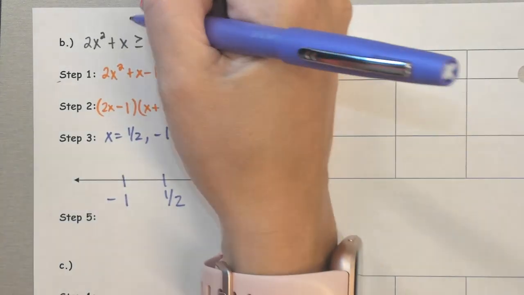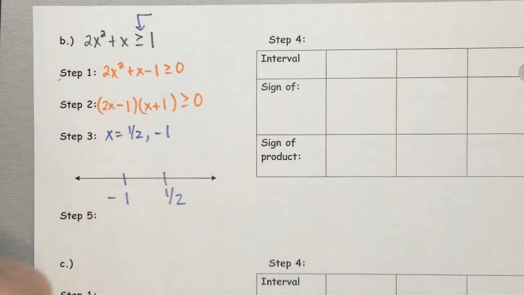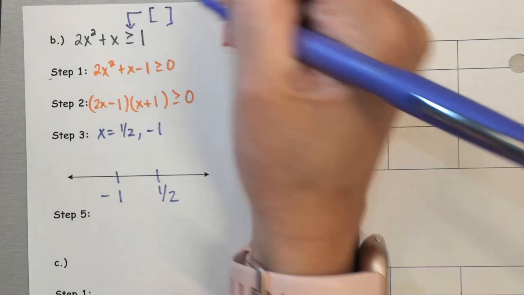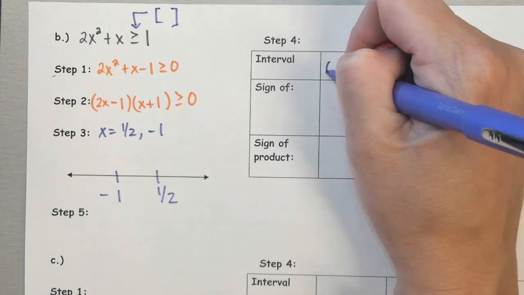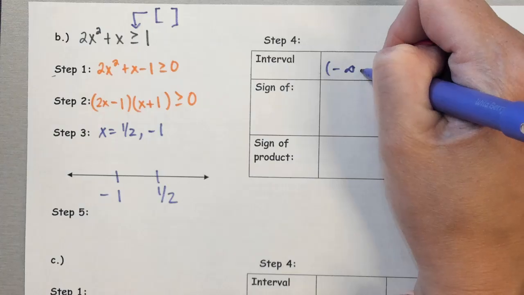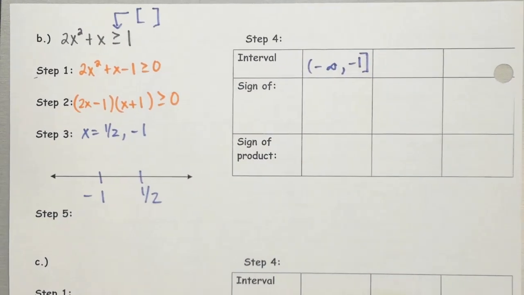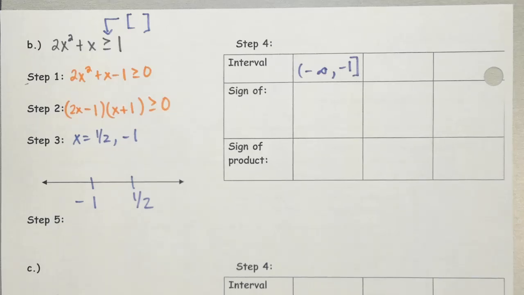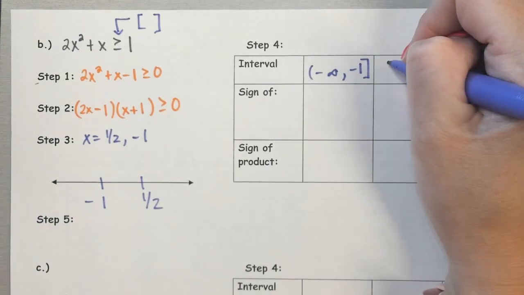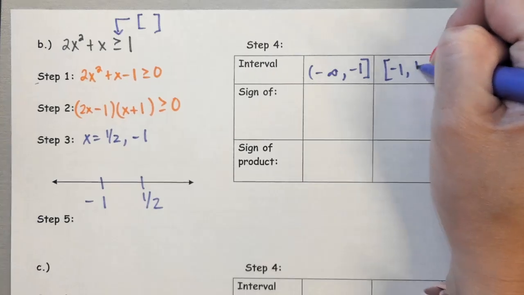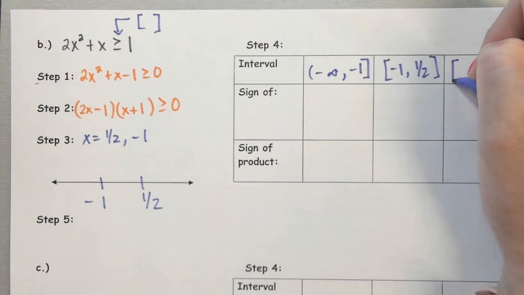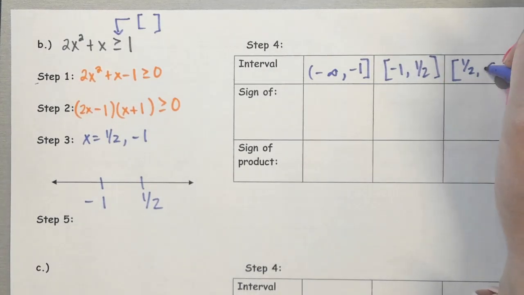Okay, now here you have the equal to. So if you have the equal to, you're going to have brackets. So the first interval is negative infinity to negative 1 with a bracket. Okay, then we're going to go from negative 1 to 1/2, and then 1/2 to infinity.